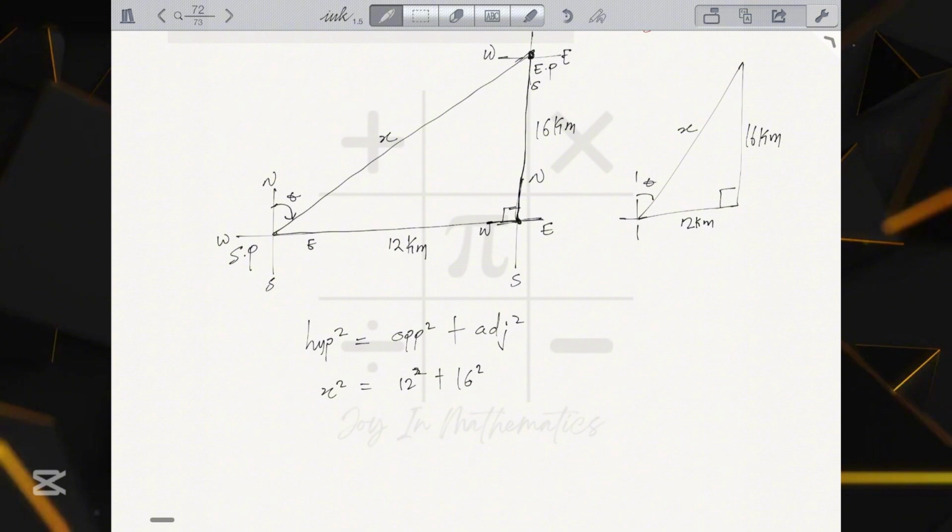And moving on, we can now evaluate this. 12 squared will give us 144. 16 squared would give us 256. And the total is equal to 400. So we have that x squared is equal to 400. So if x squared is equal to 400, x is equal to the square root of 400, which is 20 kilometers. So this is the displacement.